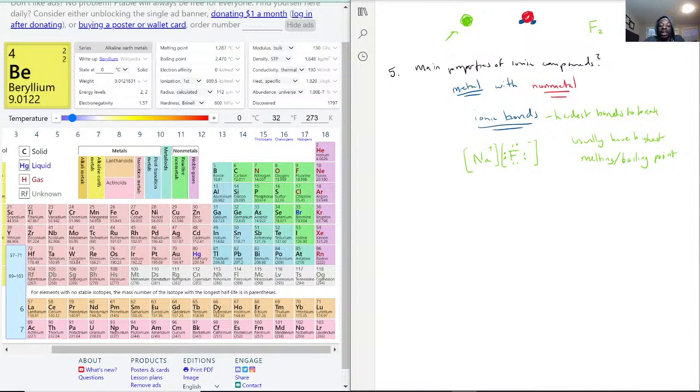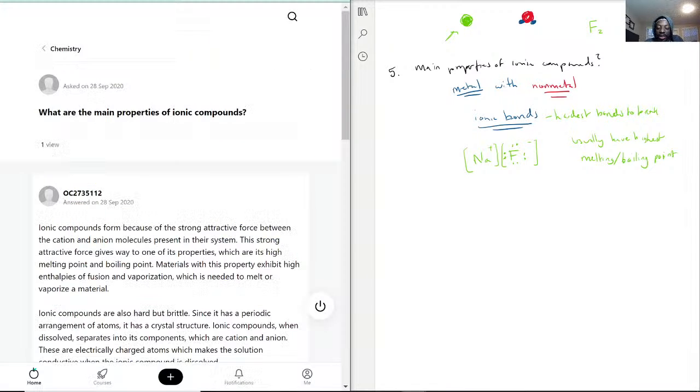As well, there are situations where some of them have a very easy time dissolving in water because they have a positive side and a negative side. But these are really the properties I want to emphasize: it's a metal with a non-metal. They are composed of ionic bonds, which are the hardest bonds to break, and they usually have the highest melting and boiling point. But it also depends on the size of the molecular compound.